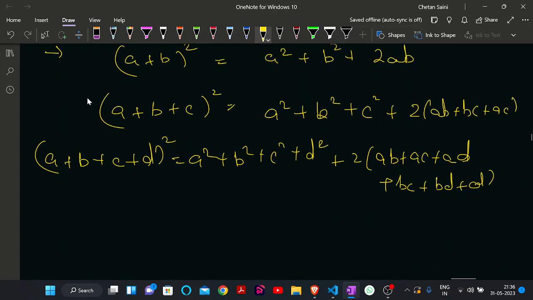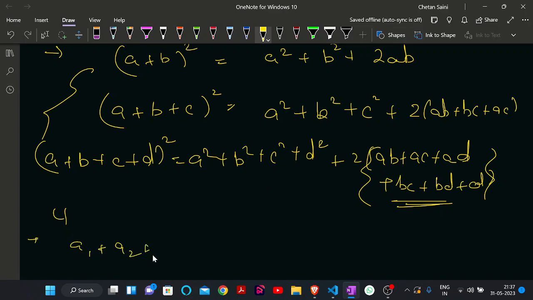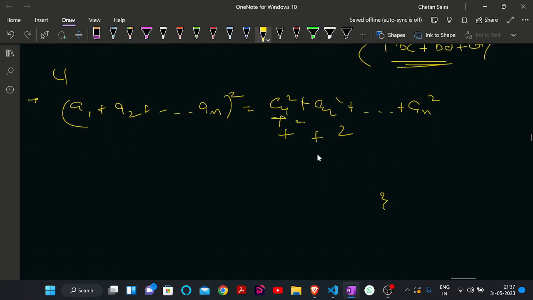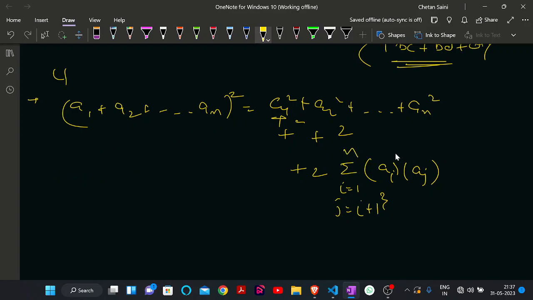So from all these equations, you can figure out that if you need to find the sum of pairwise products, then we can directly find it by the equation that (a1 plus a2 plus up to an) whole square will be equal to the sum of a1 square plus a2 square plus up to an square, plus 2 into the summation of pairwise products, where i can be from 1 and j can be from i plus 1. So we need to find this one.